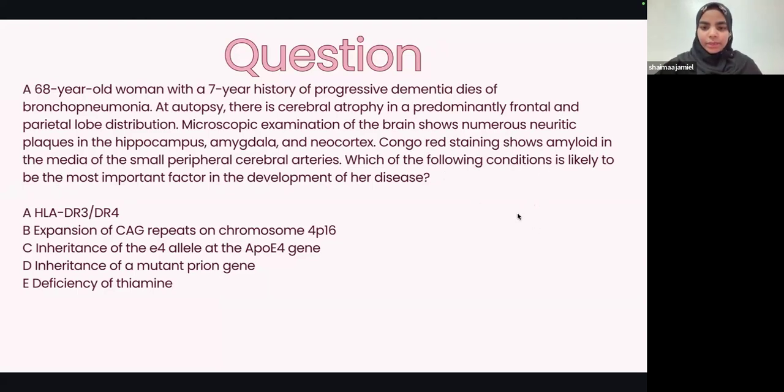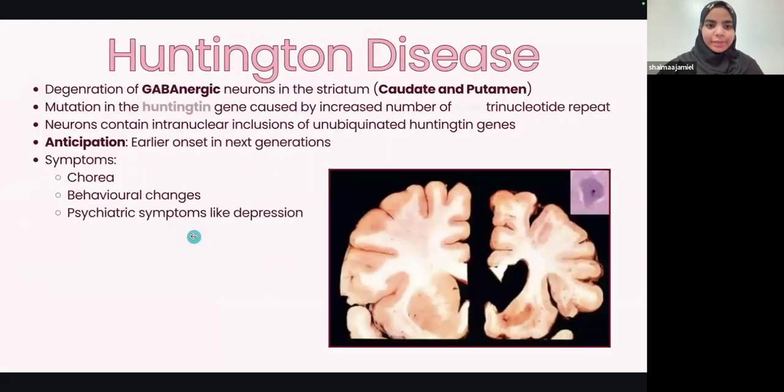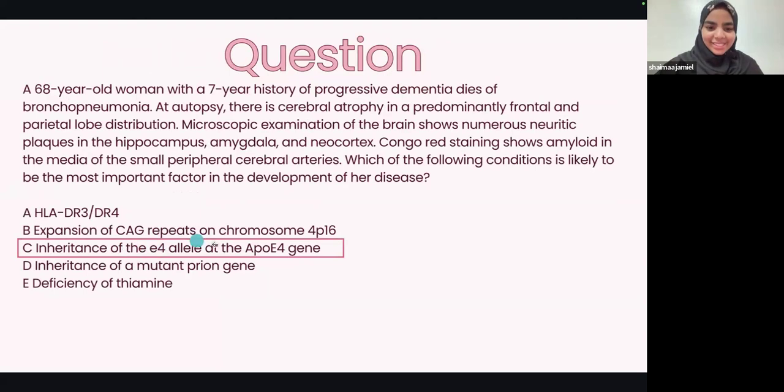Okay, so I see 1C. Anyone? Okay, C. Yes, you are correct. So yes, it is C. The ApoE4 gene is associated with higher Alzheimer's disease incidence. The HLA-DR3, DR4 is not related. This is usually common in autoimmune diseases. Expansion of CAG repeats, we just mentioned, is Huntington.